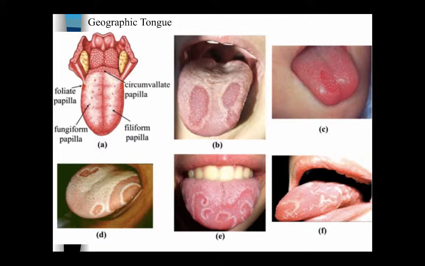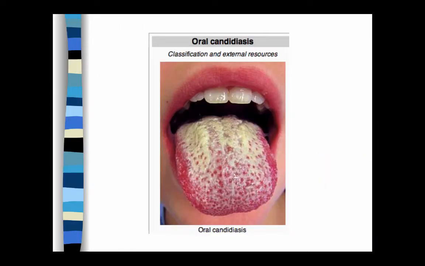I don't see it. Yeah, okay. Anyways, other things that can happen to your tongue. Warning, the next image is slightly graphic. You can get oral candidiasis. Okay, so oral candidiasis is also commonly known as thrush.